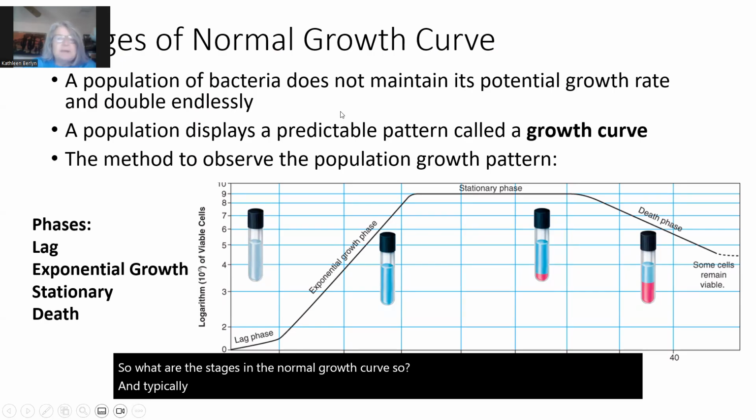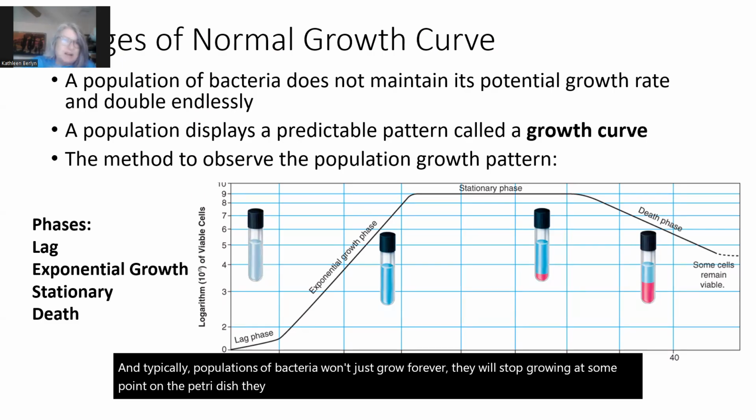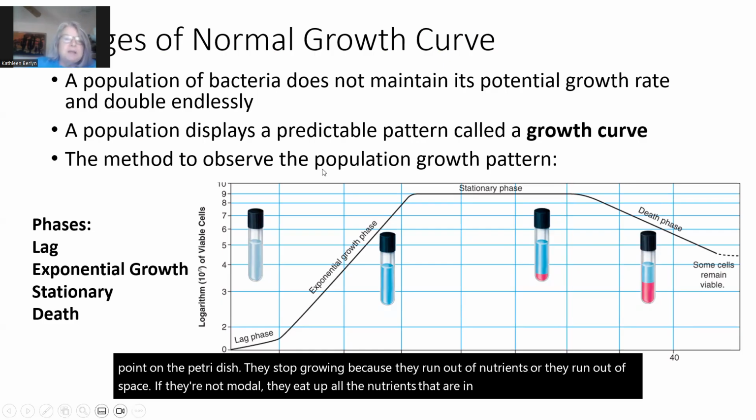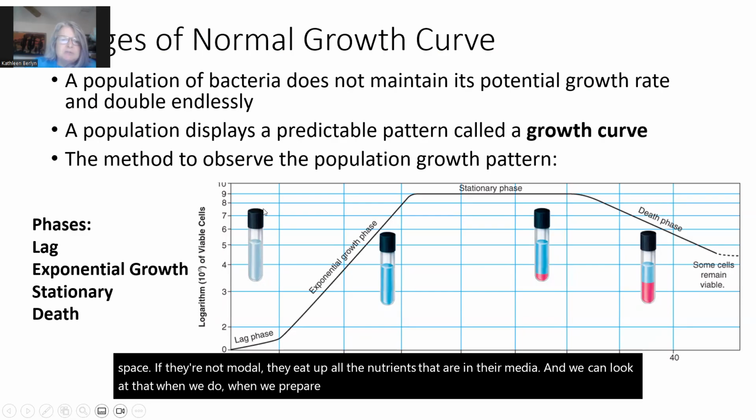Typically populations of bacteria won't just grow forever. They will stop growing at some point. On the petri dish, they stop growing because they run out of nutrients or they run out of space if they're not mobile. They eat up all the nutrients that are in their media. And we can look at that when we prepare a standard growth curve. And so a standard growth curve will end up looking like this.